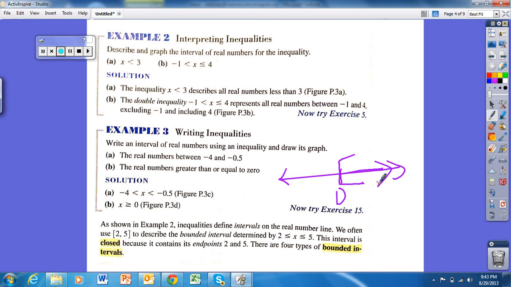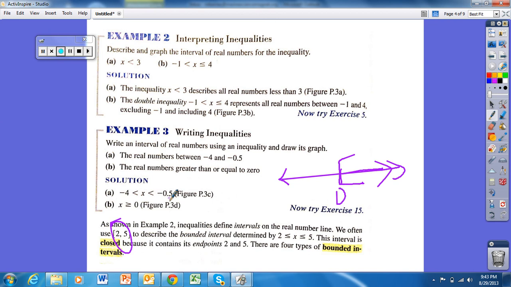As shown in example 2, inequalities define intervals on the real number line. We often use this notation as well to describe the bounded interval between 2 and 5. Again, since it's equal to, we use brackets. If there was no line underneath, those would be parentheses. This interval is closed because it contains both endpoints.